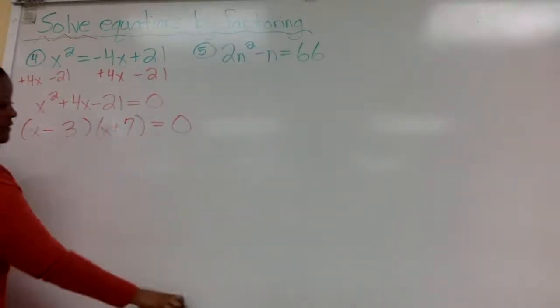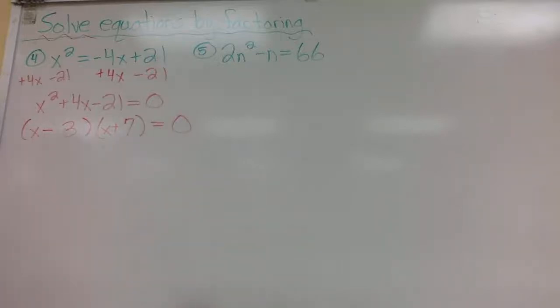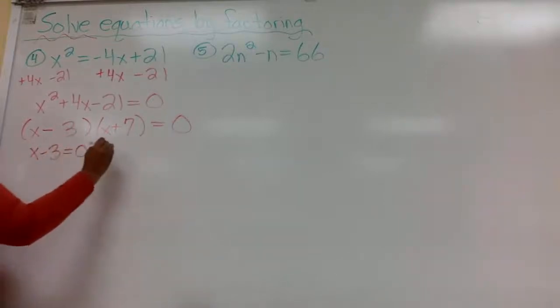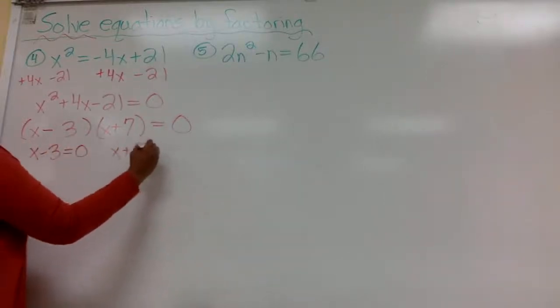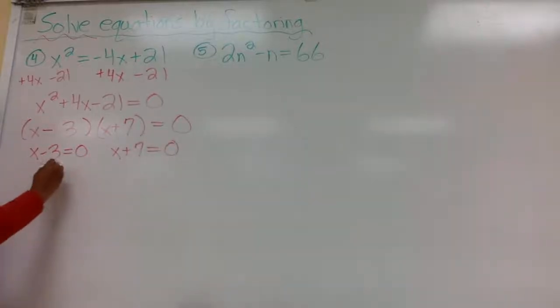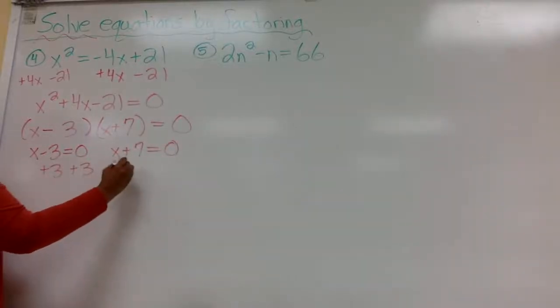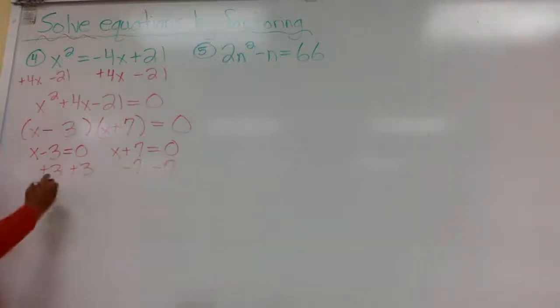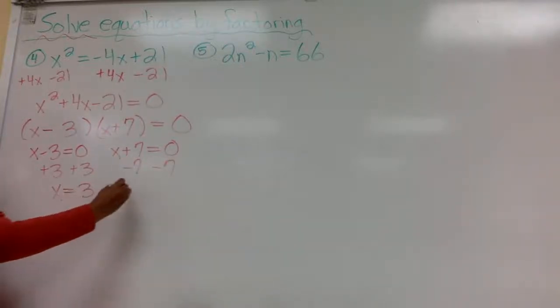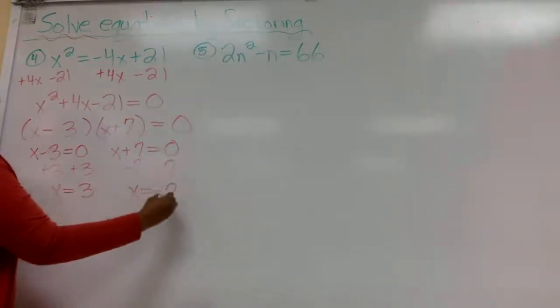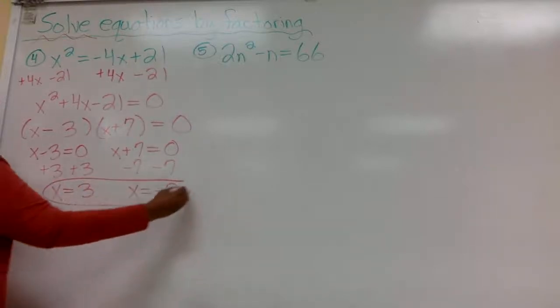Today's objective is to solve a quadratic equation by factoring. So I'm going to take each of these factors and set it equal to 0. So x minus 3 equals 0, and x plus 7 equals 0. Add 3 to both sides. Subtract 7 from both sides. So my answer is 3, and my other answer is negative 7.